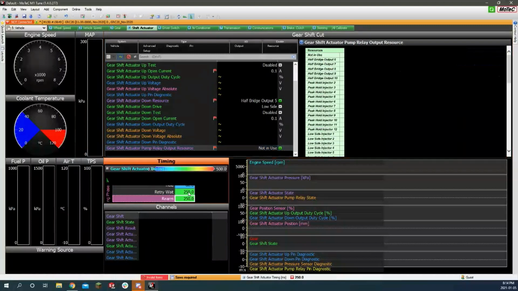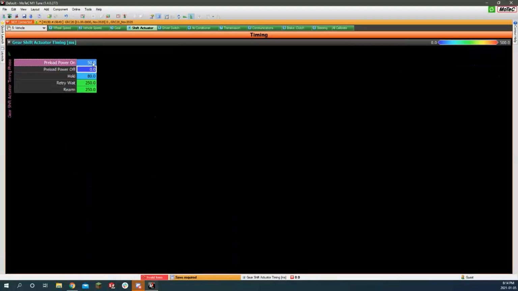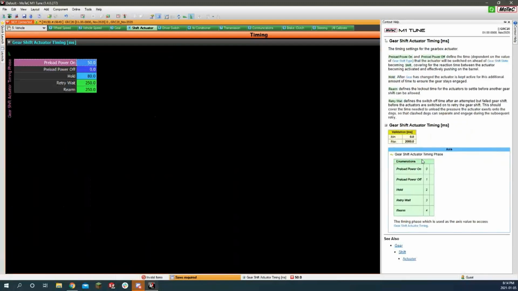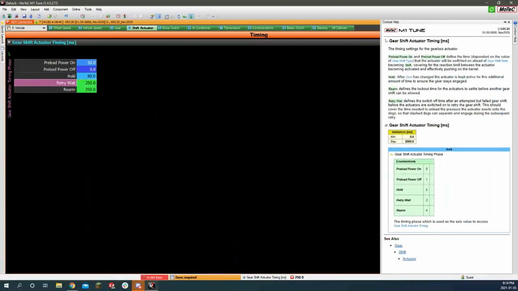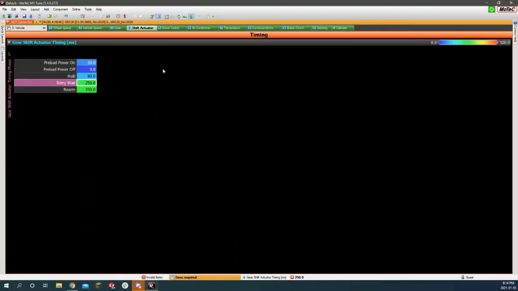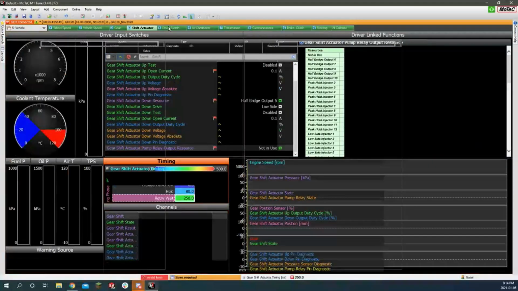Actuator timing. I remember setting this in a different page. I can make that full screen, but there's a whole bunch of info on it. Like when it starts to apply the air when you press the paddle, how long it applies the air for, how long it waits before it'll try to shift again. That's basically what these numbers mean.